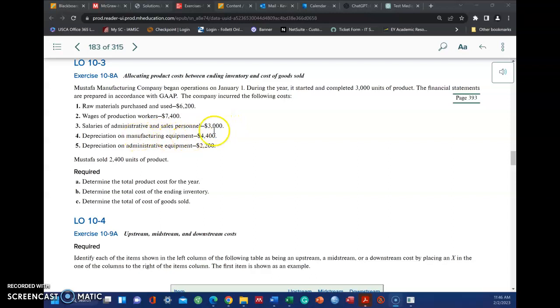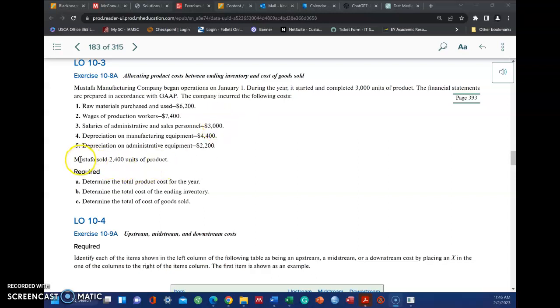Depreciation on manufacturing equipment, 4,400. That is a product cost. It is not direct labor. It is not direct materials. It is overhead. There are three product costs, as you recall: direct labor, direct material, and overhead. And then depreciation on administrative equipment. That's a period cost. We don't need that. So we don't need 2,200 and we do not need 3,000. We need the rest.